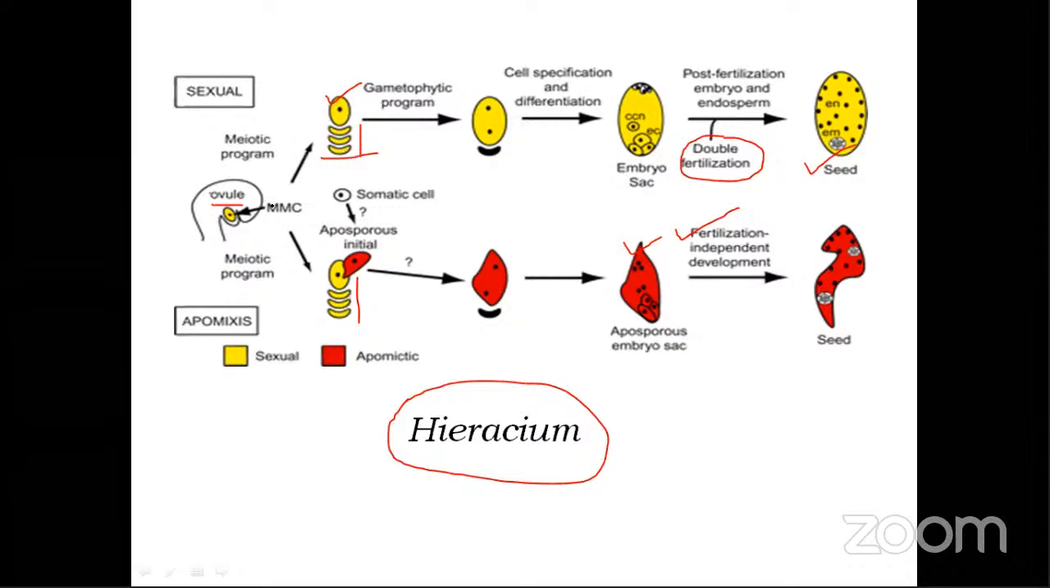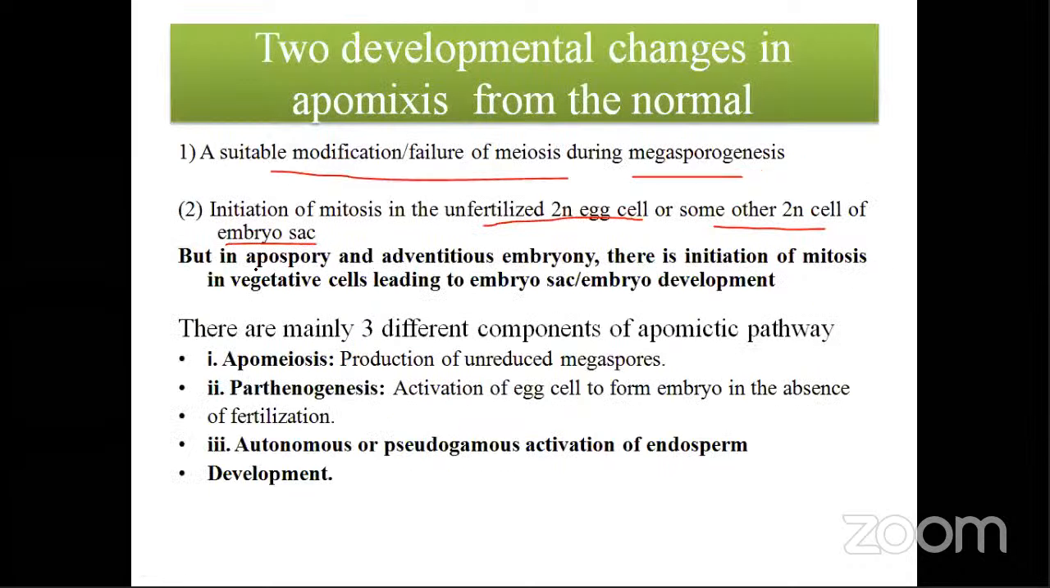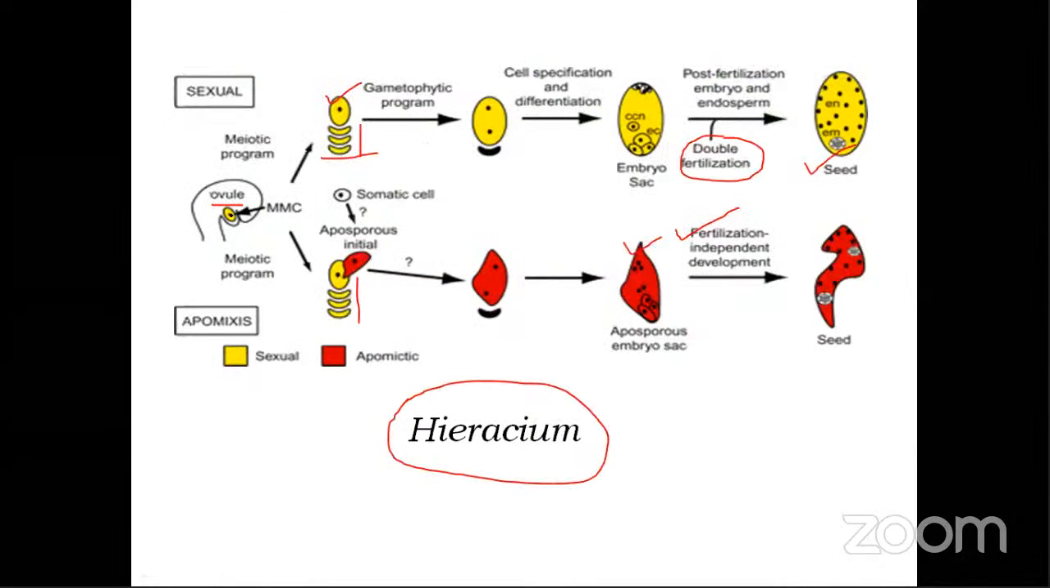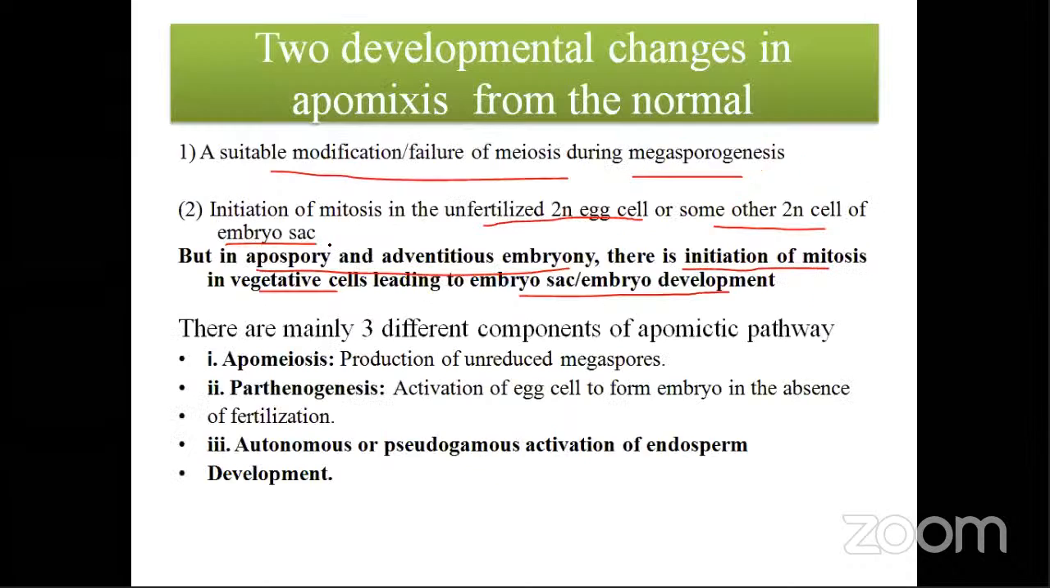Without undergoing any sort of meiosis, right? But in case of apospory and adventitious embryony, there is the initiation of mitosis in vegetative cells leading to embryo or embryo sac development. In both the cases, as I told you, apospory is the condition where embryo will develop from any cell of the embryo sac other than the egg cell, right? So any other cell in the embryo sac is undergoing development to form your seed. That is the case of apospory.